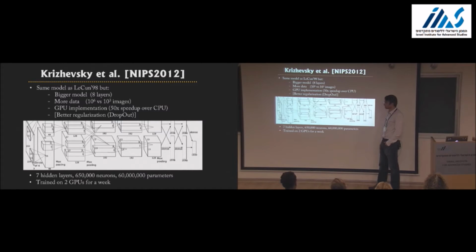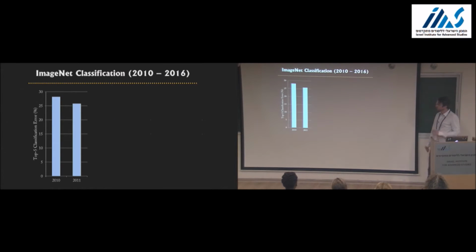And in those days, the graphics cards didn't have a whole lot of memory, so they actually had to split the training over 2 GPUs. And it took a considerable amount of time, but it did actually work pretty well. So this is a little historical plot of performance on this ImageNet classification benchmark versus time.